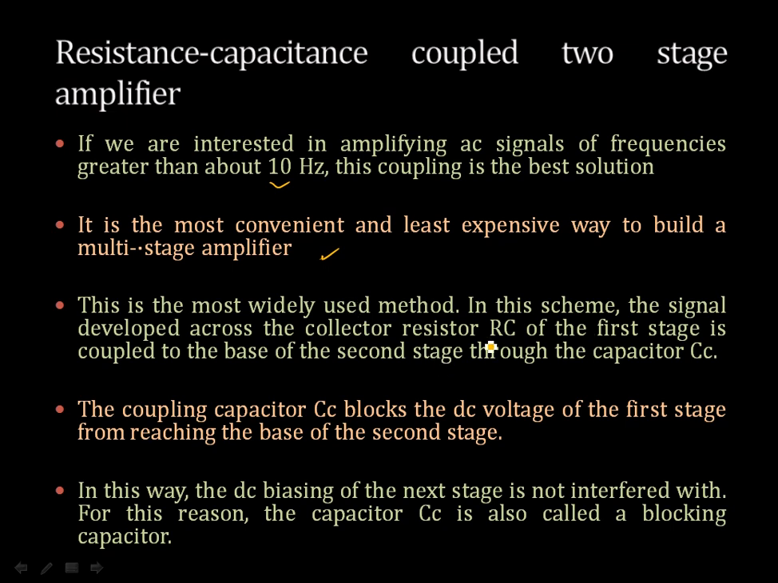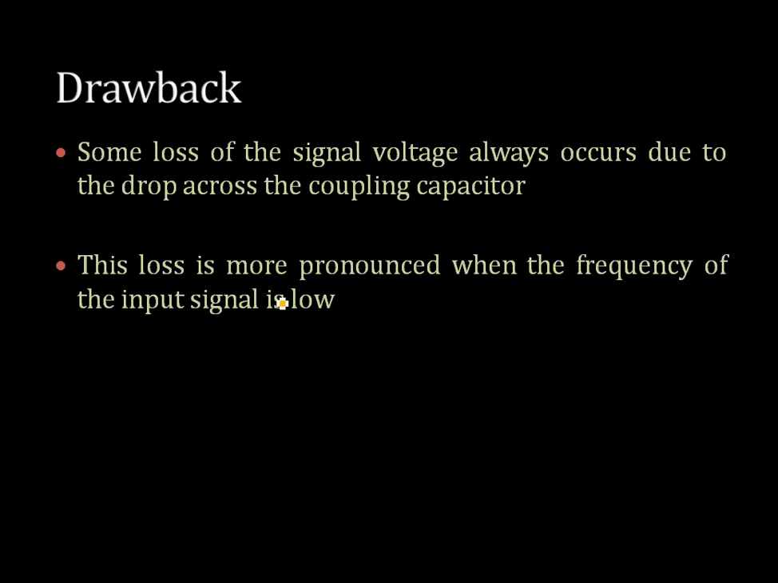So the signal which is developed across the collector resistance of the first stage is coupled. We have seen that the function of the coupling capacitors is to block DC voltage of the first stage from reaching the base of the second stage. So the DC biasing of the next stage is not interfered with by the previous stage. So that is avoided using the coupling capacitor. So this coupling capacitor is also known as blocking capacitor.